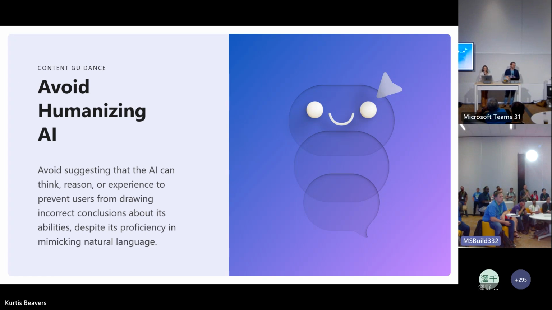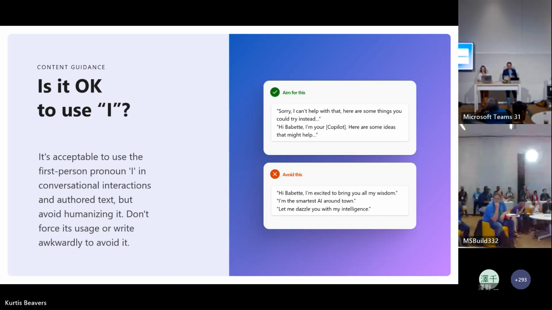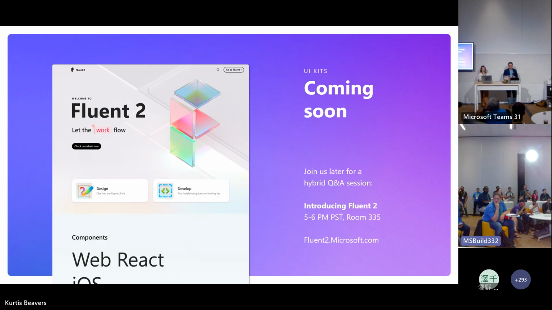A couple of quick samples of what we mean. These are some of our best practices from our content guidance. Avoid humanizing the AI. Is it okay to use AI? Is it okay to use "I"? Is it okay that it speaks of itself in first person? There are trade-offs that we're constantly working through when it comes to that stuff. I won't go into too much detail.